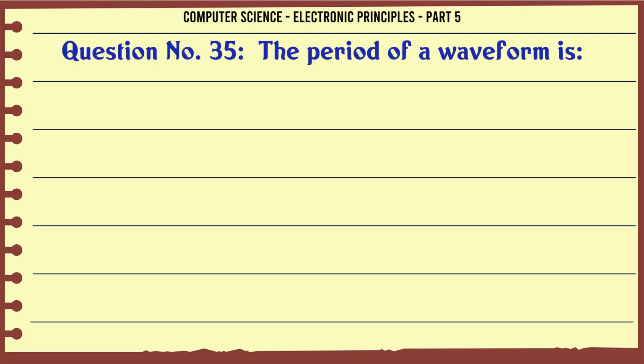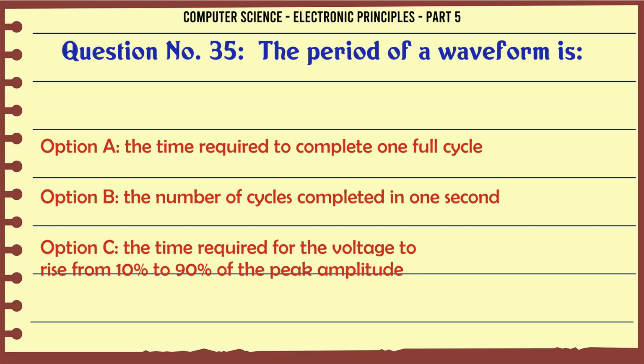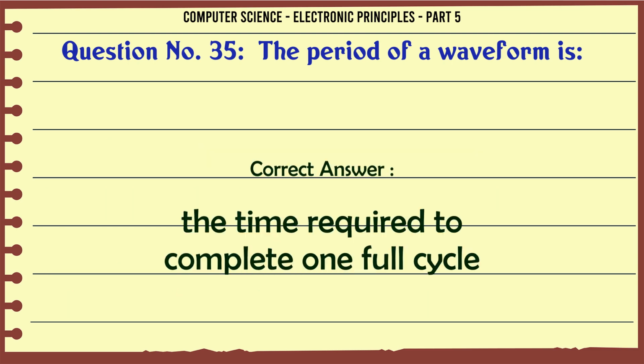The period of a waveform is A. The time required to complete one full cycle. B. The number of cycles completed in 1 second. C. The time required for the voltage to rise from 10 to 90 of the peak amplitude. D. Equal to 0.707 times the peak amplitude. The correct answer is the time required to complete one full cycle.